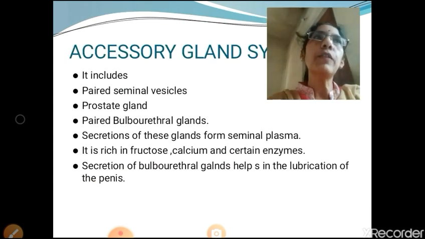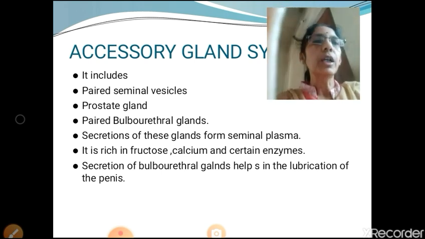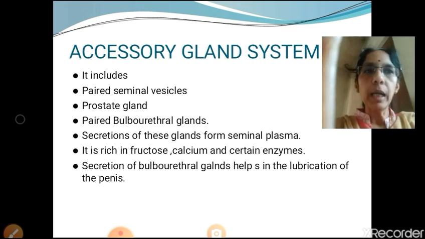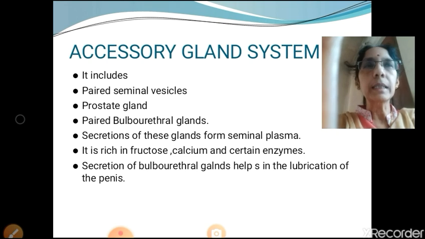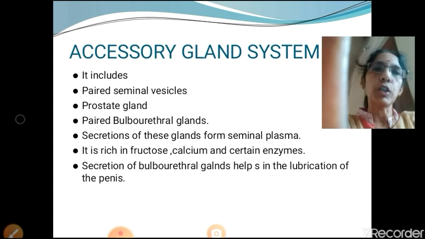Now, what is the function of this duct system? The main function of the duct system is to store the sperm and to transfer it during insemination.